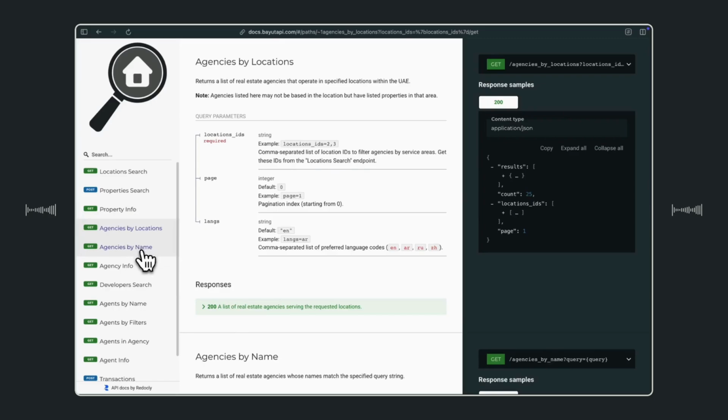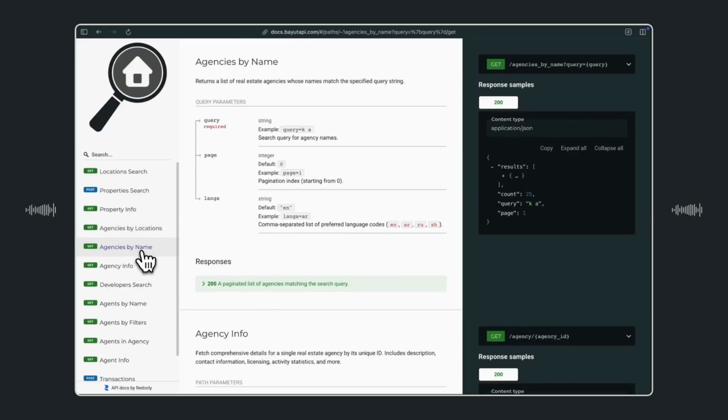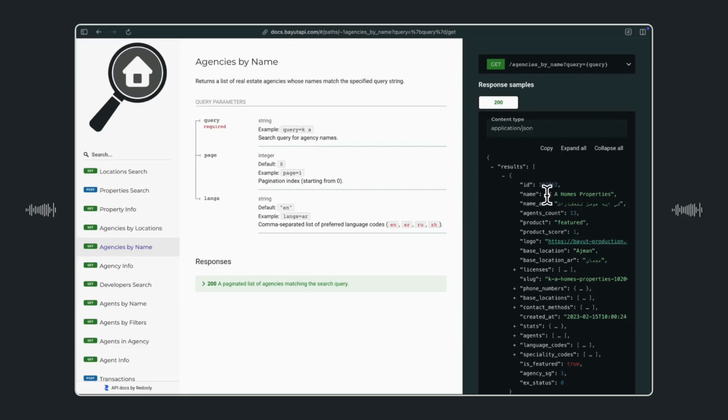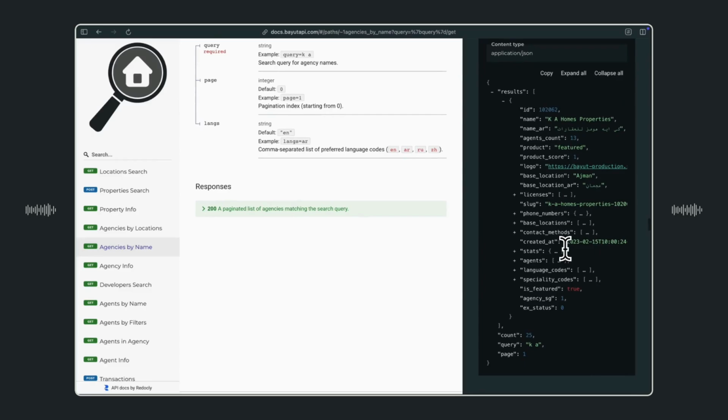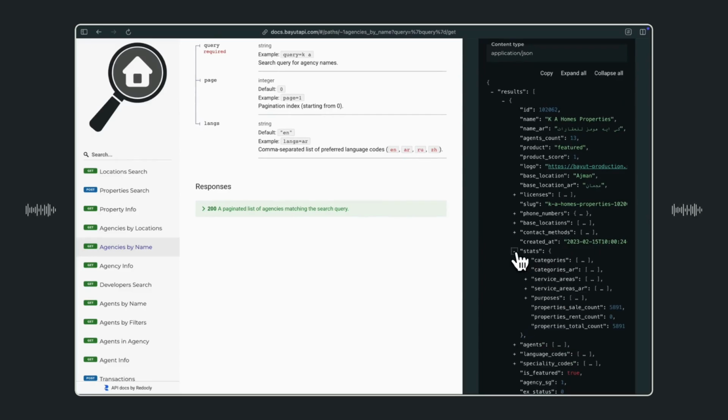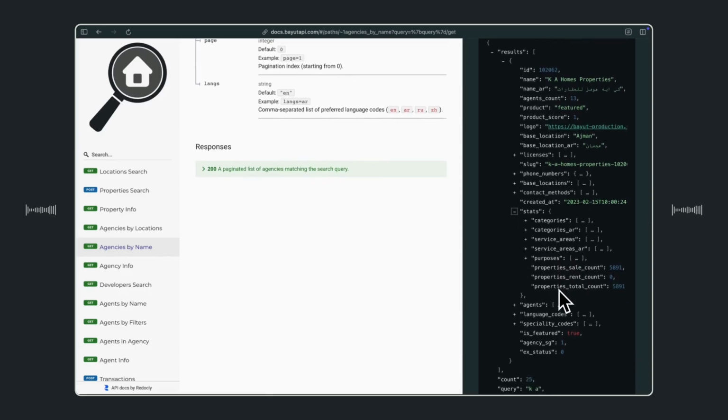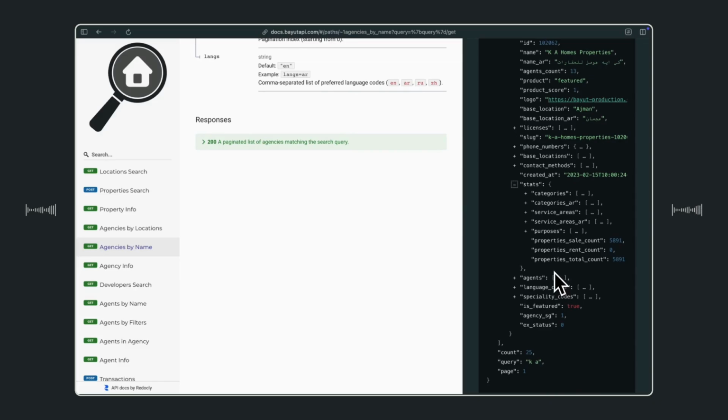You can search for agencies by locations or agencies by name, for instance. You might find agencies like KA Homes Properties based in Edgemont with 13 agents and almost 6,000 properties listed for sale. This isn't just a directory. It gives you a sense of their scale, their reach, their market dominance in specific areas. It's valuable competitive intelligence, really.